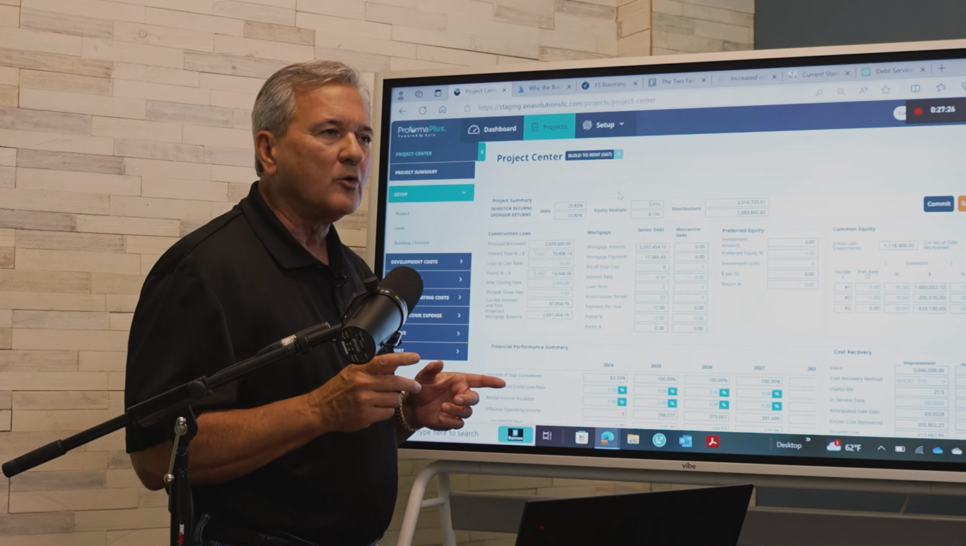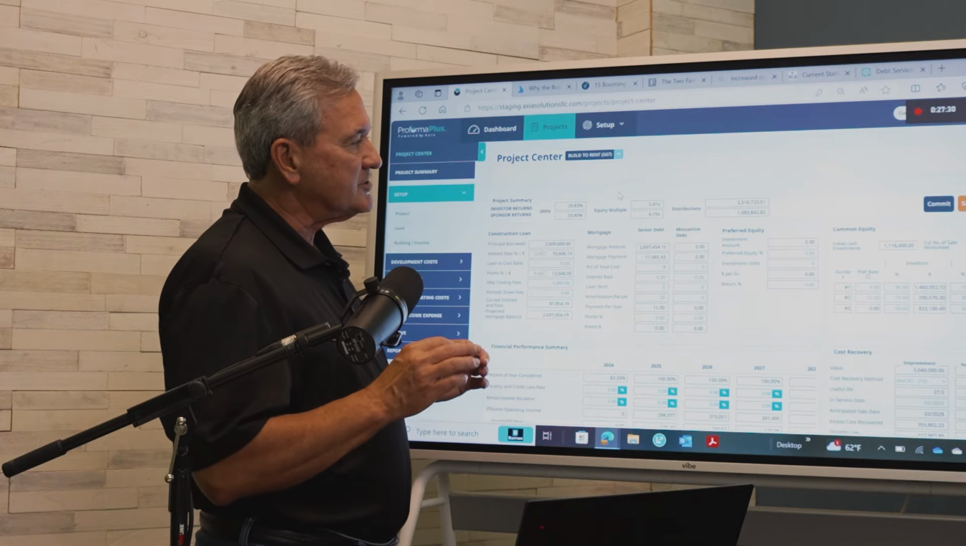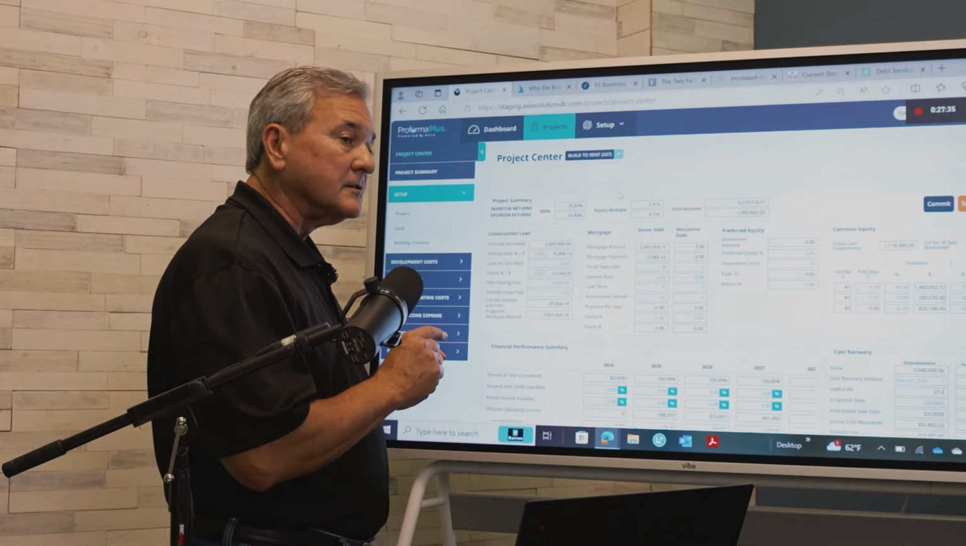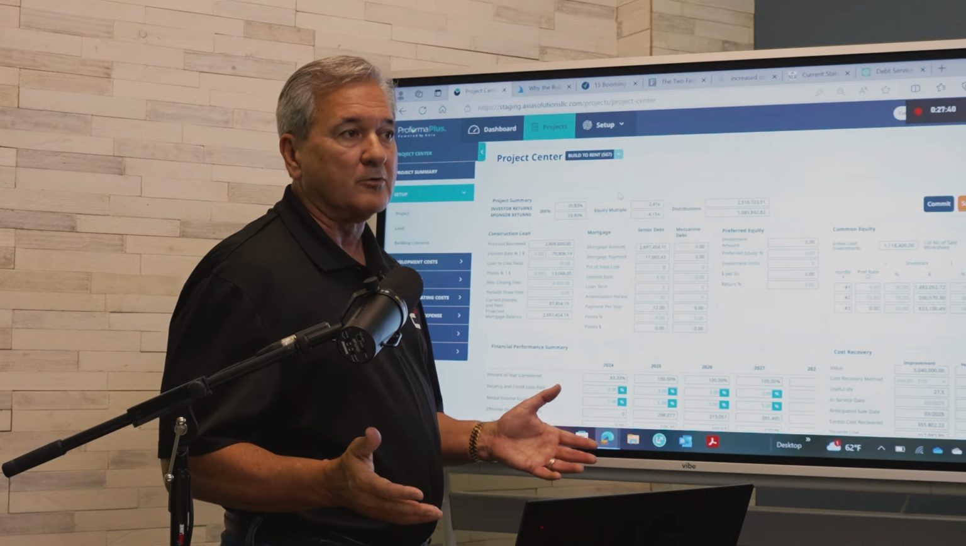I've already input most of the information needed. So the only thing I'm going to do today as far as the build to rent is change a couple of data points in here to show you if this meets the loan covenants that are present with today's lenders and capital providers.